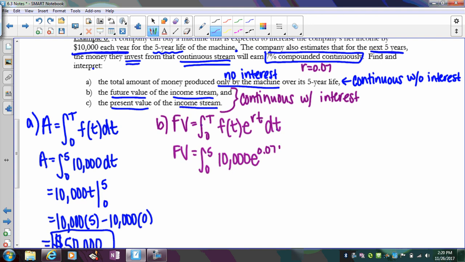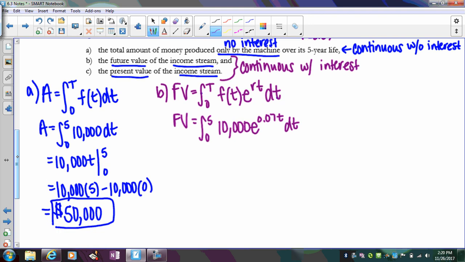And then t stays because that'll get replaced later with our constants. And then we integrate this. So we have 10,000 e to the 0.07t, because remember when you integrate e, it stays the same, but then you got to divide by that number in front. And this is going to get integrated from 0 to 5.